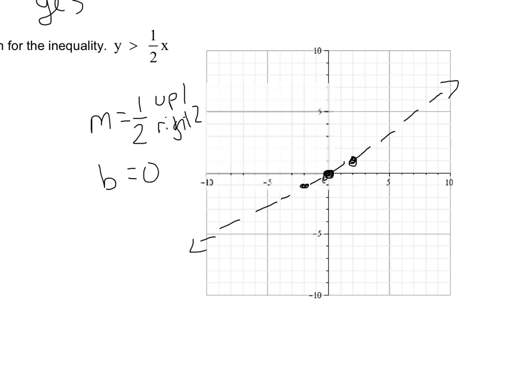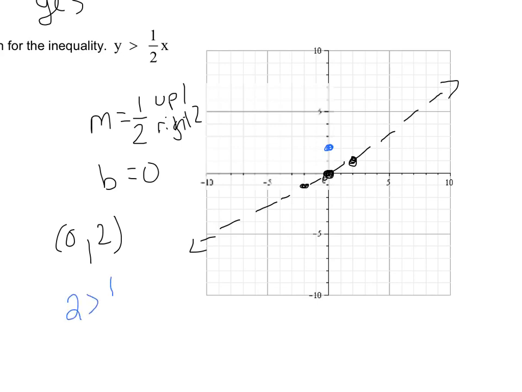Now, here's the tricky part. You have to figure, do I shade above or do I shade below? So, pick a point not on that line. So I'm going to pick the point 0, 2. So I'm going to test this point because it's not on the line. I'm going to plug that into my equation.